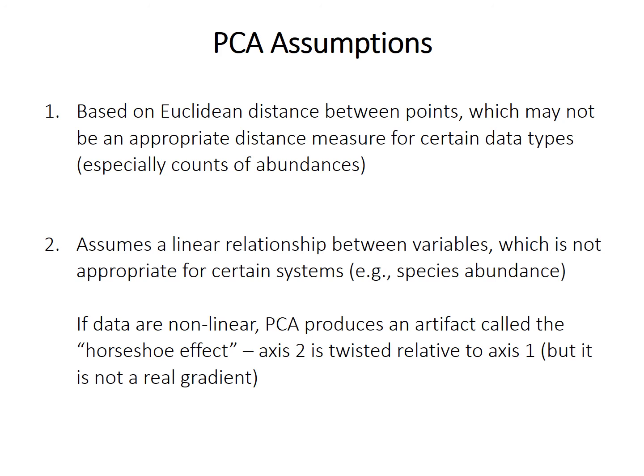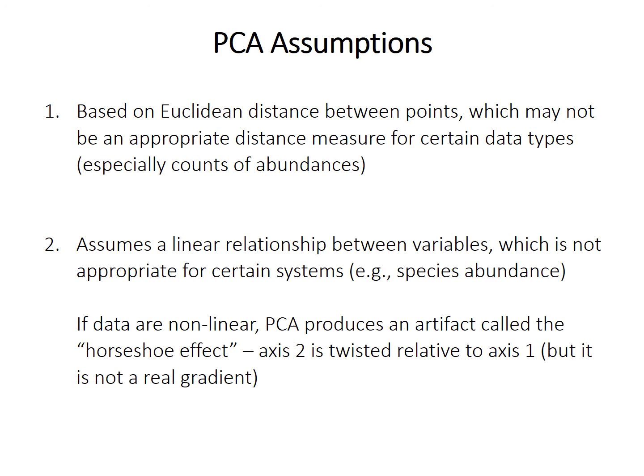So if you have counts of the abundance of species or rock types or minerals or whatever, counts are not good for PCA generally. And second, the use of either covariance or correlation both assume that there's a linear relationship between the variables, which is again not necessarily appropriate for certain systems. Again, counts of abundance, particularly of species, is an example because those species abundances are not linearly related along these gradients generally.